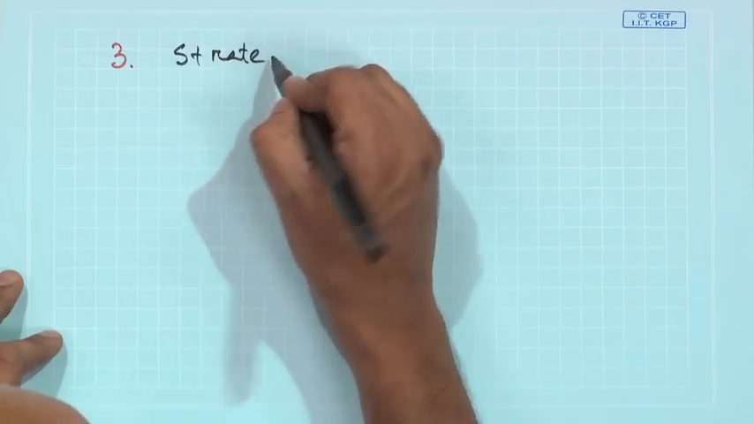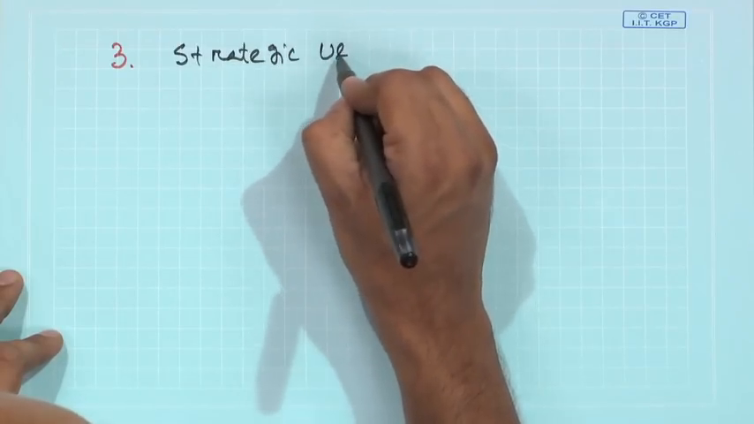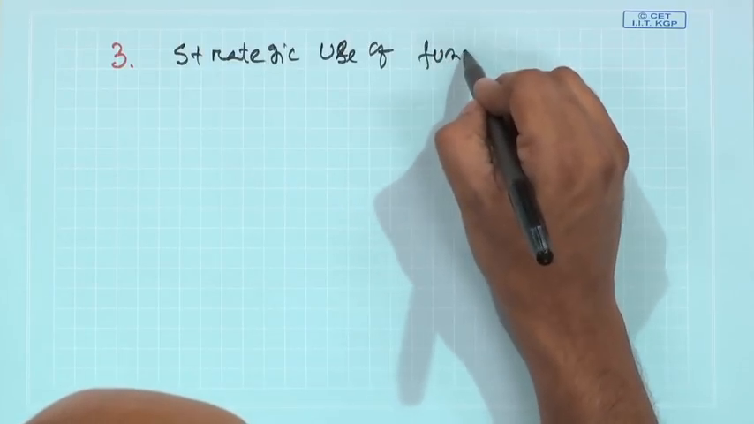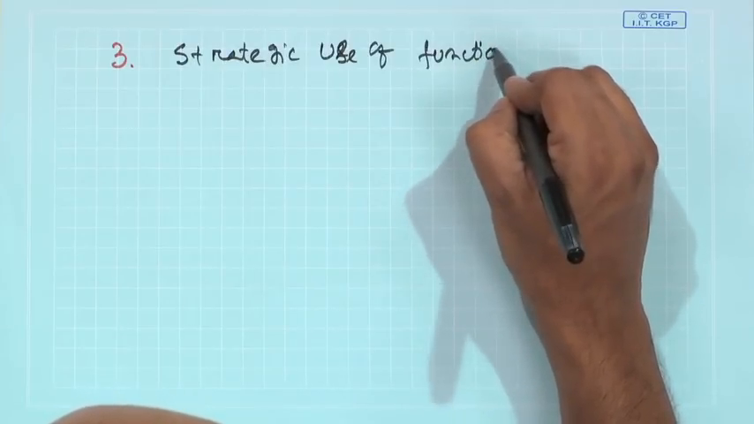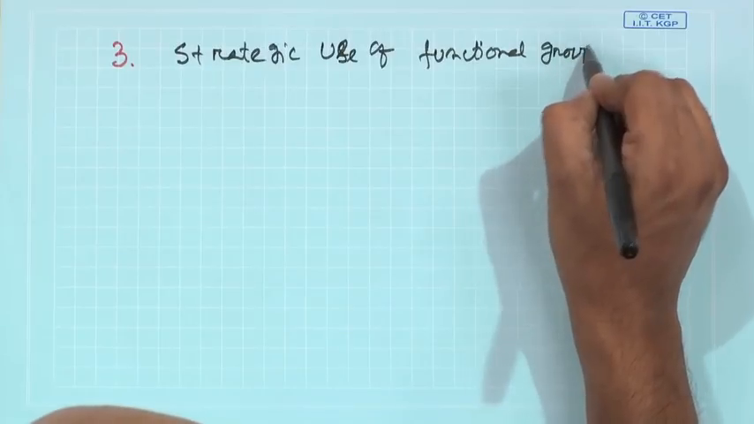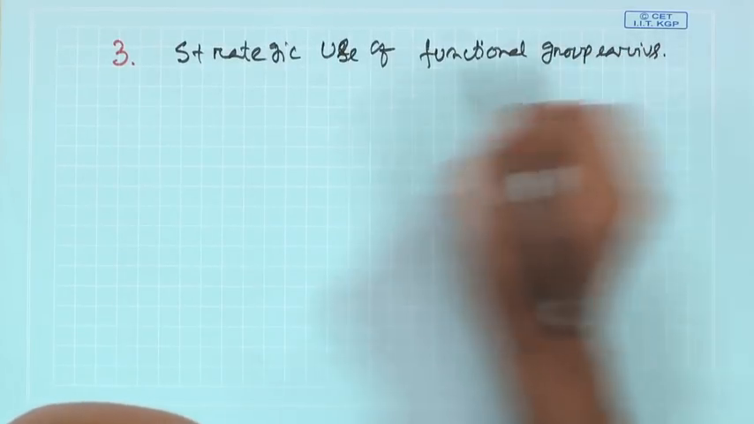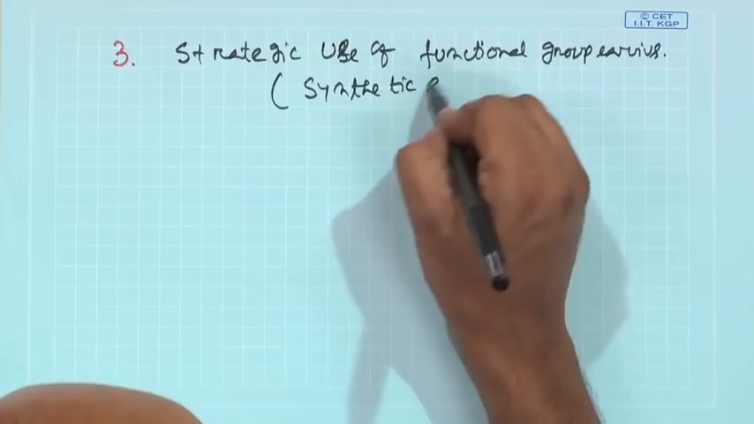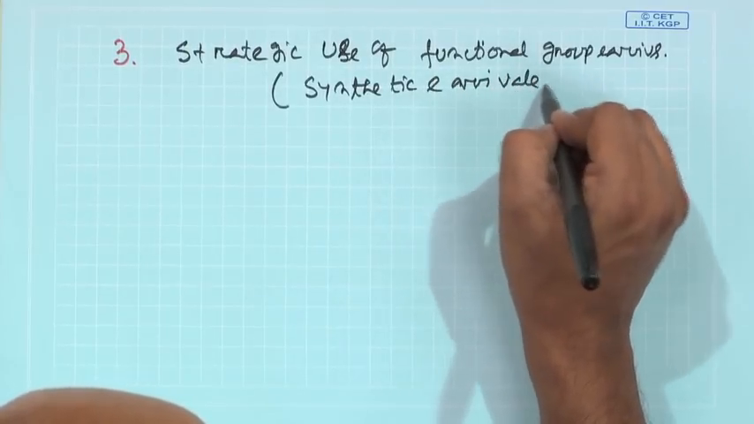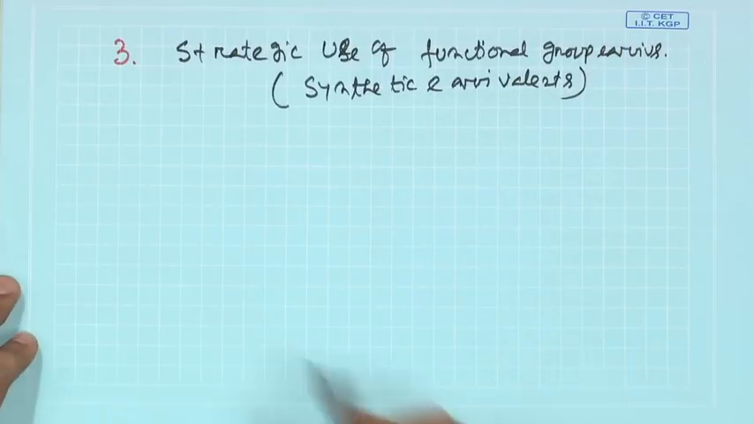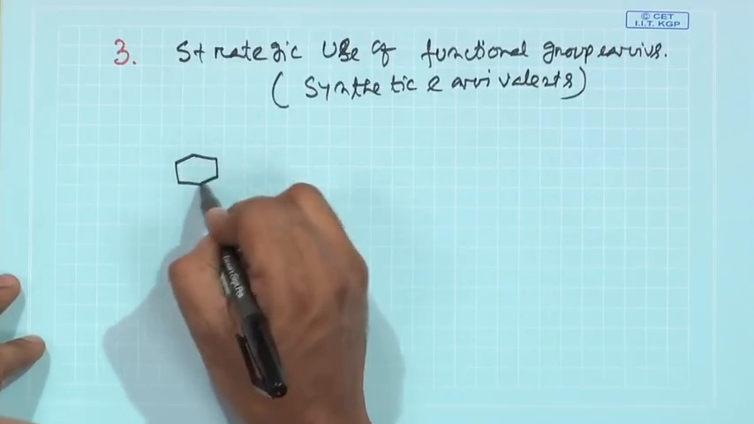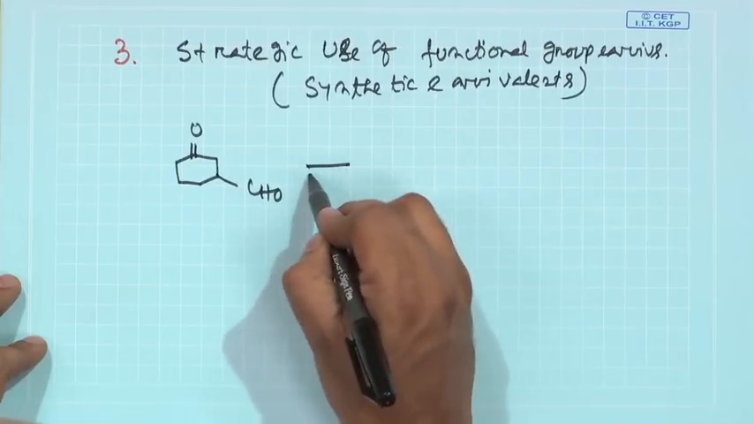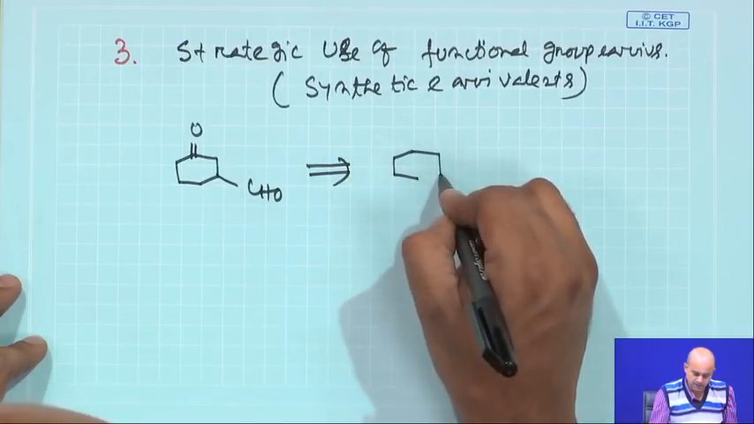We will be calling it strategic use of functional group equivalents or synthetic equivalents. Now we term this group synthetic equivalents. We will explain what these synthetic equivalents are. We will try to give you a simple target, and actually if you recollect the earlier lectures, we have already discussed this strategy through several reactions.